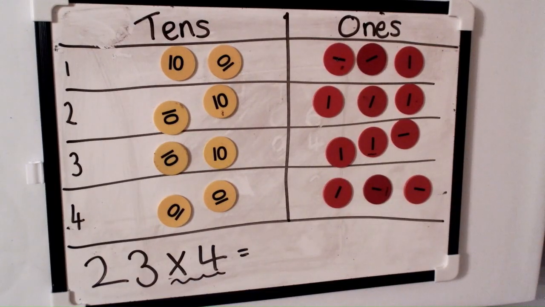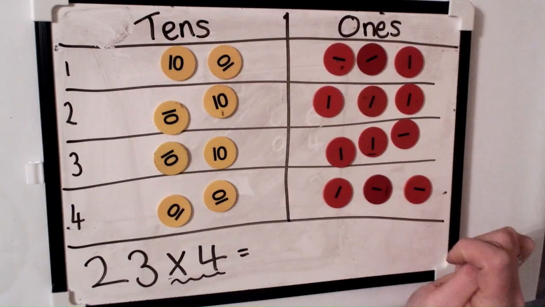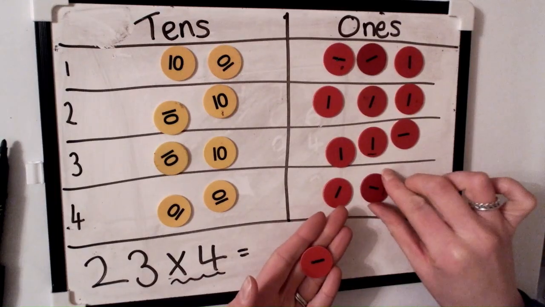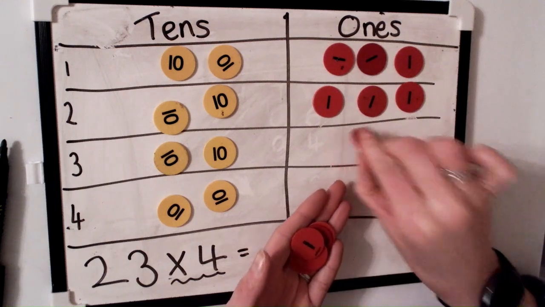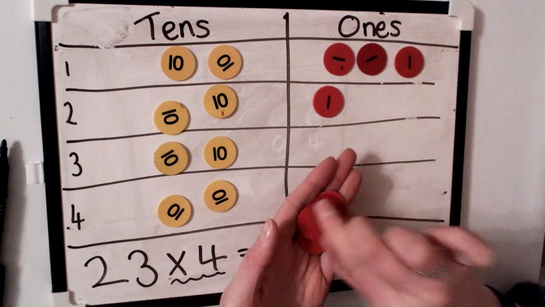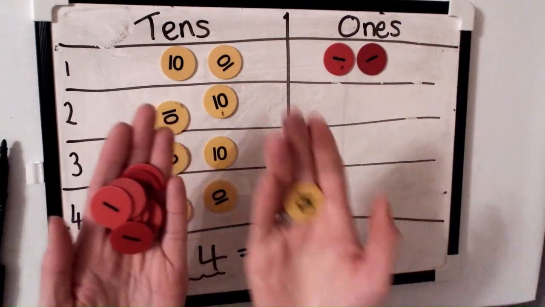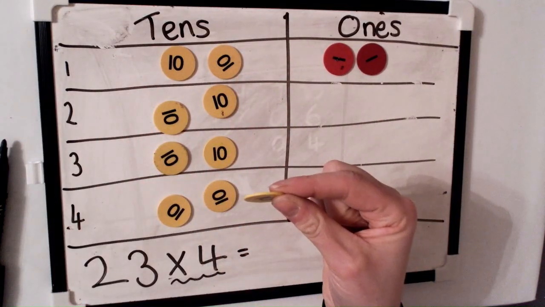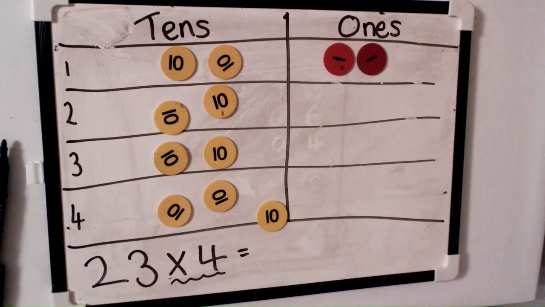So now I'm going to combine all of those tens and all of the ones. When I count the ones, I notice that I have a group of 10 ones. When this happens, you can exchange 10 ones for 1 ten because they are equal in value. Exchanging is used to help keep the numbers organised, and it supports the children's place value understanding.